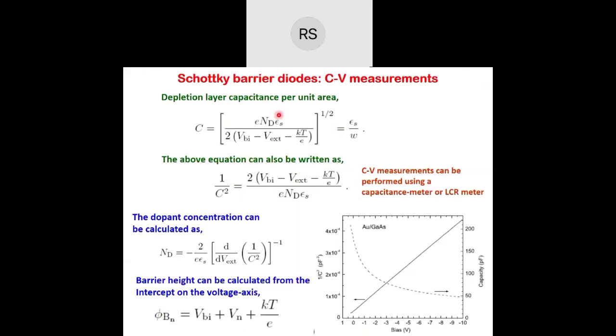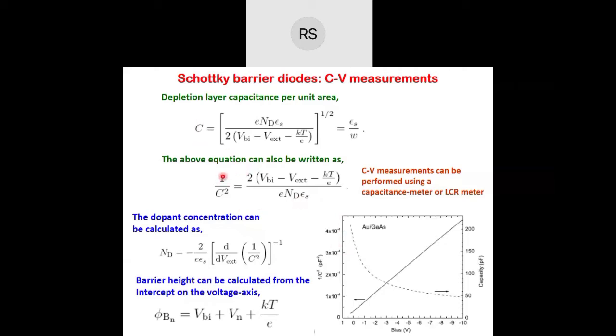So you see, for Schottky barrier diodes, you can do CV measurements. In CV, instead of IV, you measure the capacitance. In reverse bias, there is no DC current which flows, so you measure the capacitance. It acts like a parallel plate capacitor. Then you plot CV and you take 1 by C square.